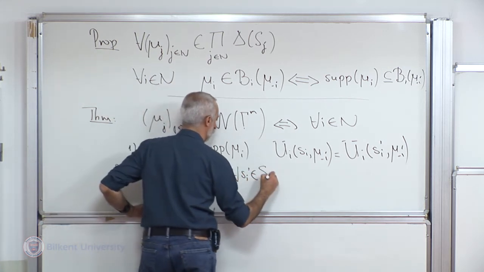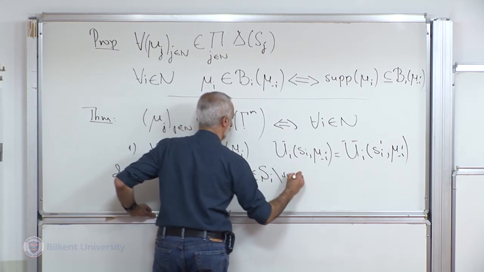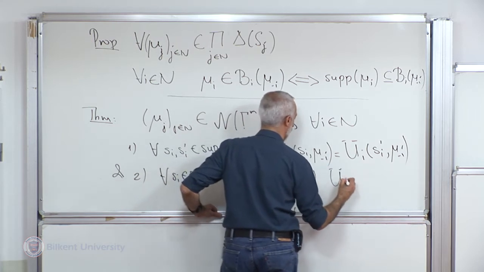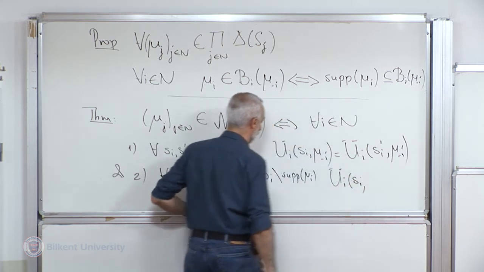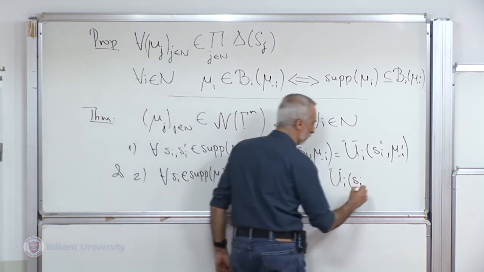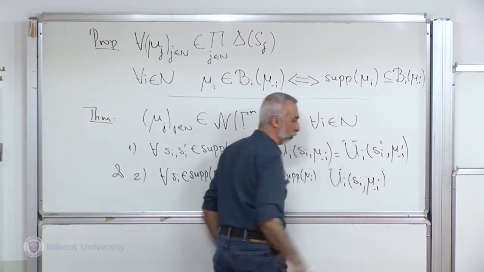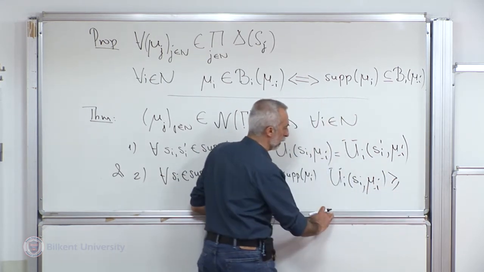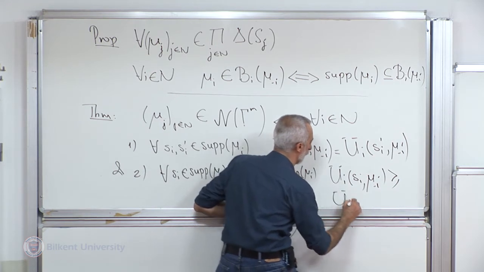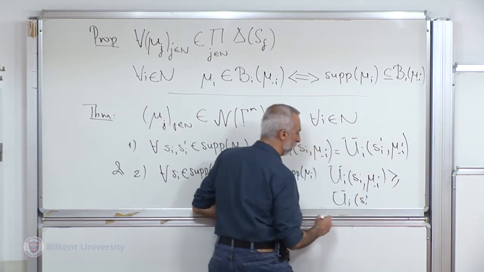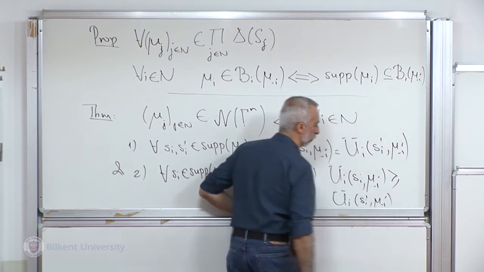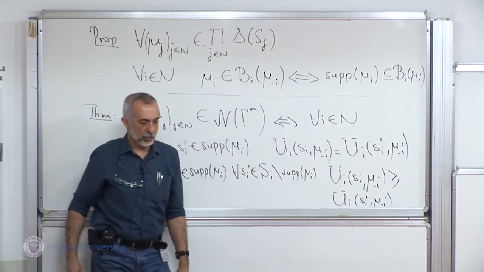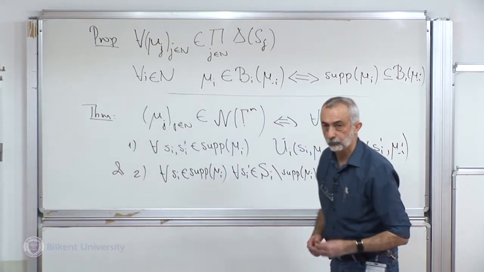This, and this for any SI in the support of mu I, and for any SI prime which is not in the support of mu I, we have the expected payoff of agent I from playing SI, from playing the strategy that is in the support, given that his opponent plays according to the mixed strategy profile mu minus I, is at least as much as the expected payoff that he would get by playing SI prime, given that his opponents play according to mu minus I. Okay? So those were the two statements that we had.